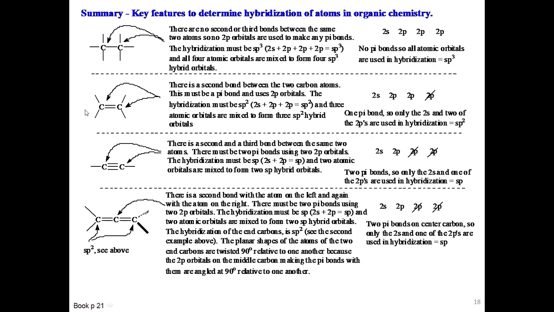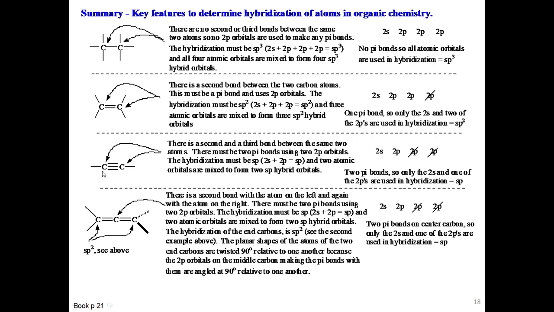Okay, now let's take a look at this one. This one I see there's a second bond here, so I can see that there's a pi bond. The pi bond uses a p orbital, so I'm going to come over here and I'm going to cross that one out. And then I mix whatever is left over. So I mix the s and the 2p, so that's going to be sp2. And if I say that's sp2, then I'm saying it's trigonal planar, and I'm saying the bond angles are 120. Okay, so we look for the pi bonds to decide.